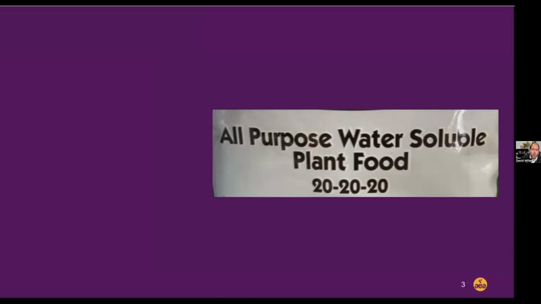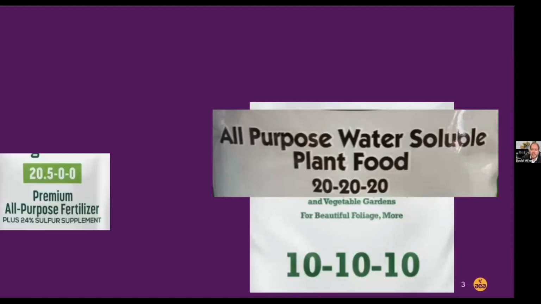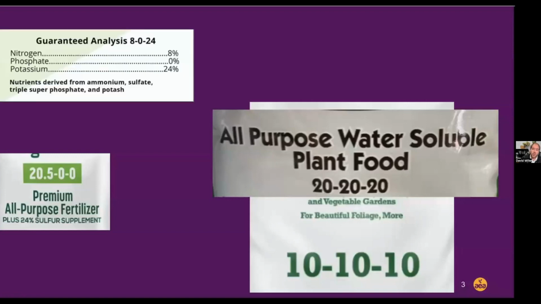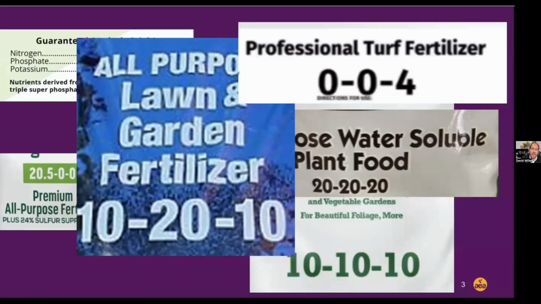So if you're growing corn, wheat, or cotton, should you use a 20-20 fertilizer? Should you use a 10-10 fertilizer? What's the difference between a 20-20-20 and a 10-10-10? Maybe you should use a 20-5-0, or what if 80-24, like a big number at the end and no zero in the middle? Maybe that's right. Or maybe you should use a 10-20-10 where you have a bigger number in the middle. Or maybe you should not have any. Maybe it should be a 0-0-4.